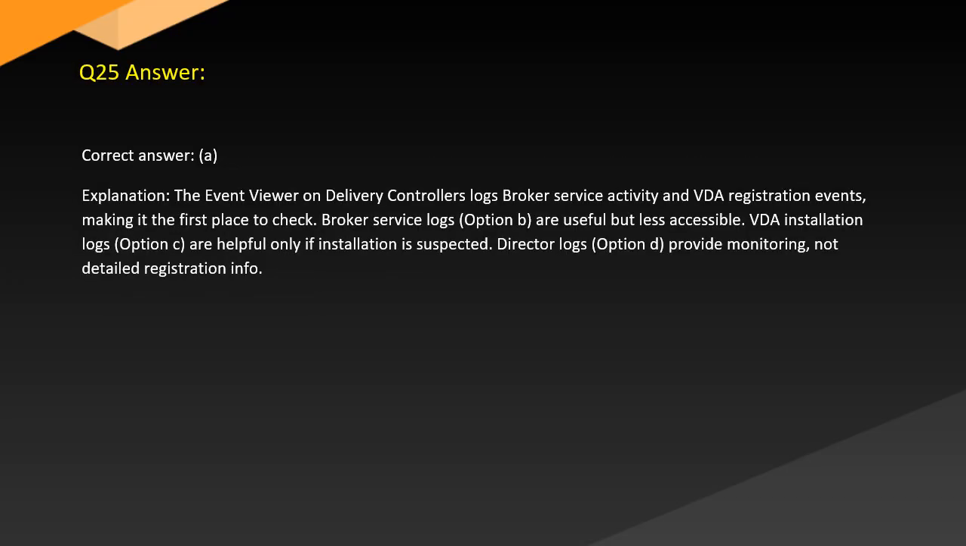Answer. Correct answer: A. Explanation: The Event Viewer on delivery controllers logs broker service activity in EDA registration events, making it the first place to check. Broker Service logs, Option B, are useful but less accessible. VDA installation logs, Option C, are helpful only if installation is suspected. Director logs, Option D, provide monitoring, not detailed registration info.